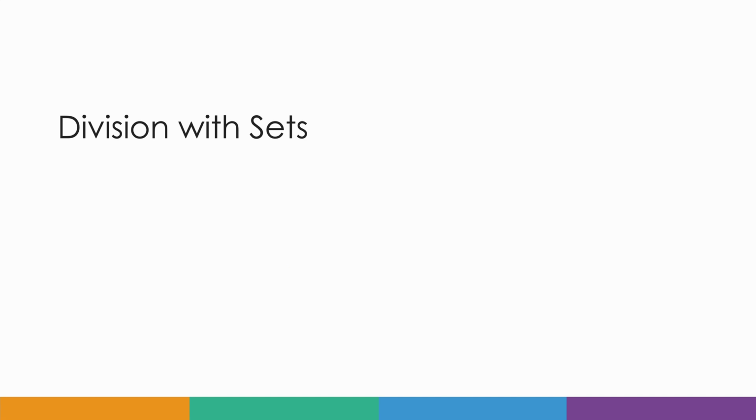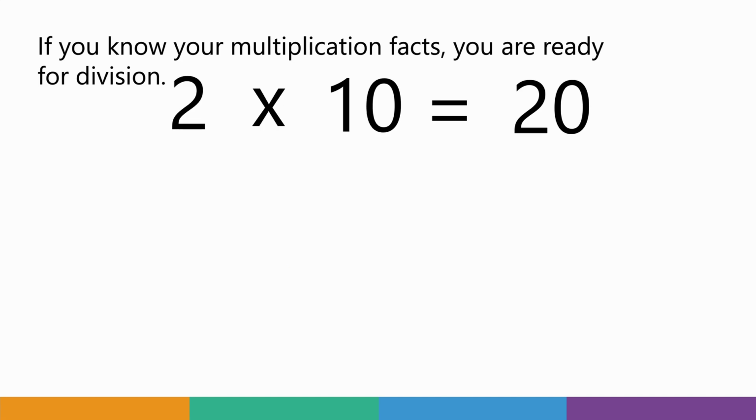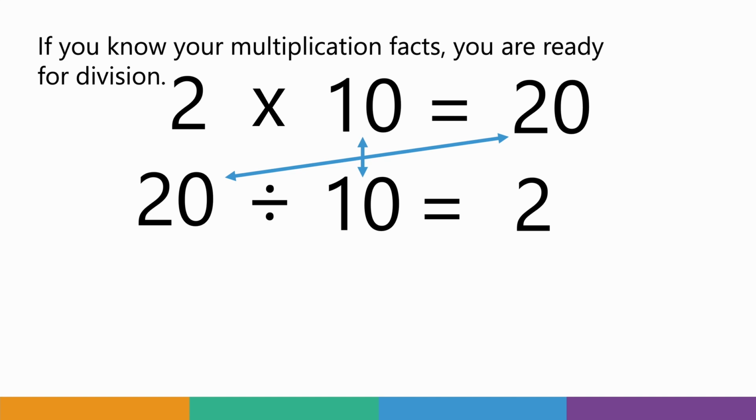Division with sets. If you know multiplication facts, you are ready for division. It's very important to know your multiplication first. 2 times 10 equals 20. Or you can say 20 divided by 10 equals 2. 10 into 20 equals 2 times.